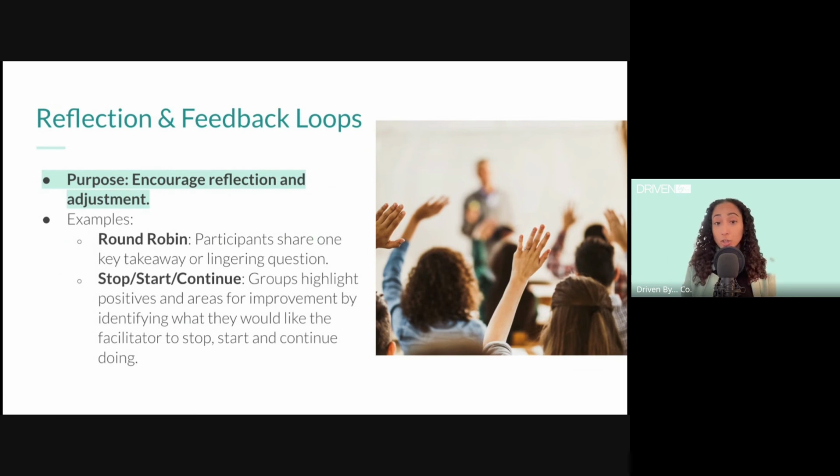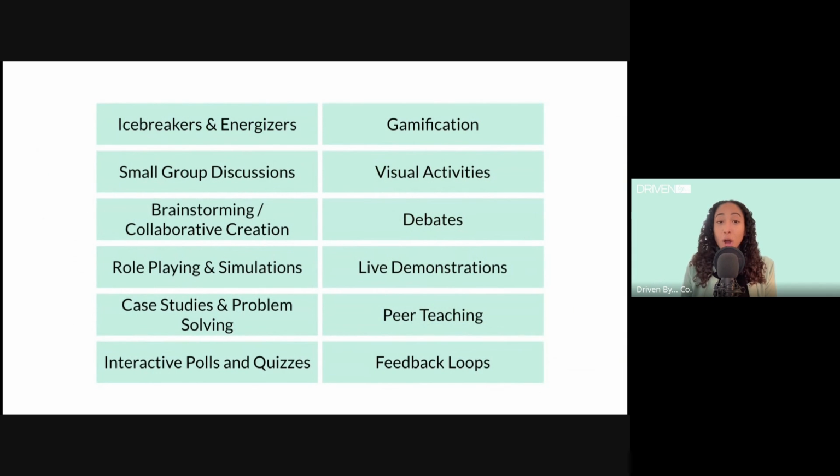Round robin. Go around the room and have everyone share one key takeaway or ask a lingering question for clarity. You can also do a stop, start, continue, where you ask the group to share what they'd like the facilitator to stop doing, to start doing, and to continue doing in the workshop. These activities are powerful tools to create a dynamic and impactful learning experience.